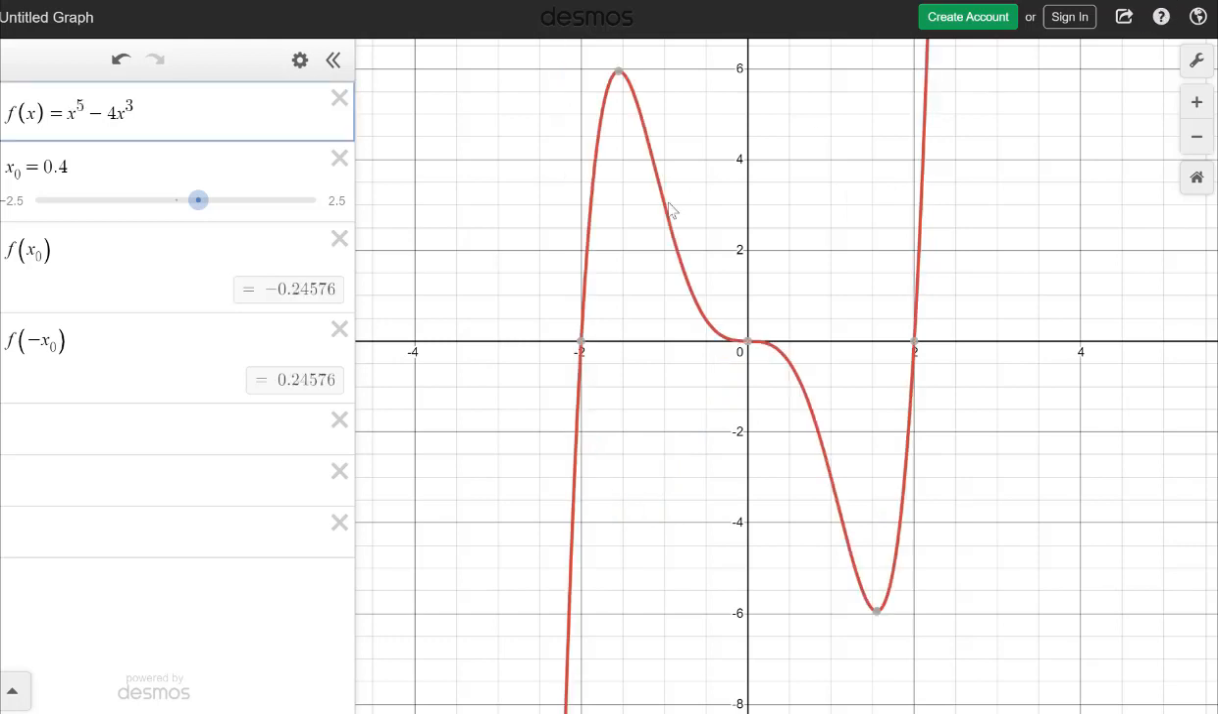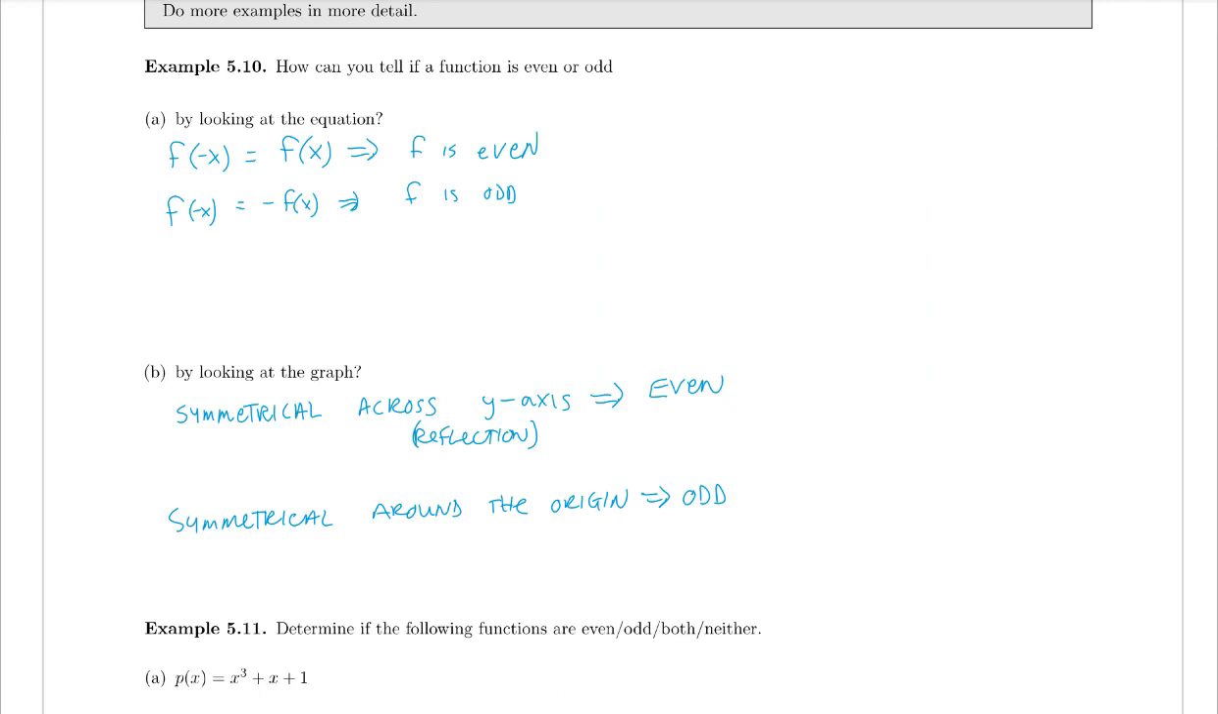Now if I take a look at an odd graph here, x to the fifth minus 4x to the third, you can see that the function values are different by a negative sign, but they have the same amplitude, and we have symmetry around the origin. So flipping back to the notes, we can tell that a function is odd or even by plugging in negative x and seeing what we get from the formula, or we can tell by looking at a graph of that function. If it's symmetrical across the y-axis, so that's reflection symmetry, then it's an even function, and if it's symmetrical around the origin, so that's the 180-degree rotational symmetry, then it's an odd function. We're going to use this to help us graph functions later.